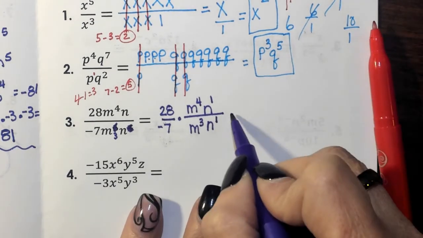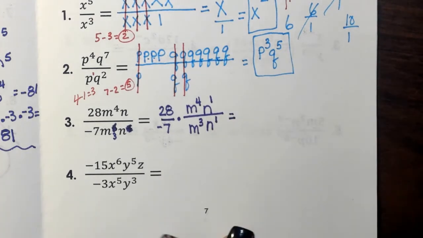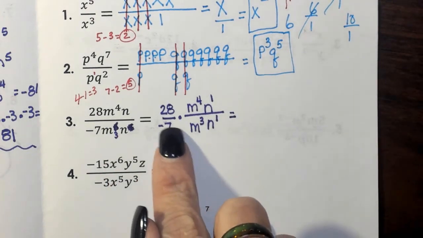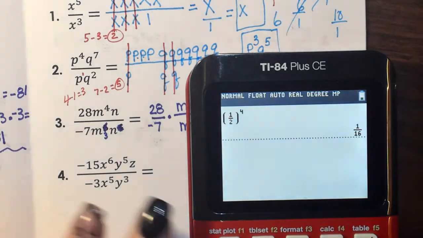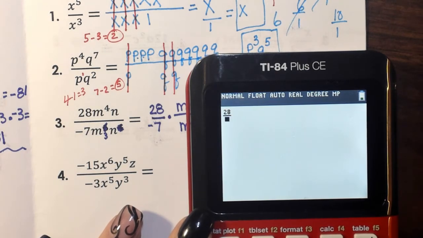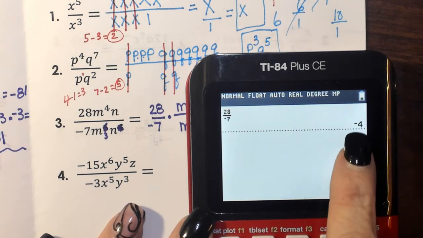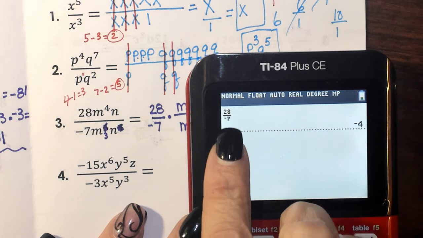Okay. So why would I break this apart? Like, I don't understand the difference there. I pull the numbers out to the front because I'm going to use my calculator. And I'm going to say alpha y equals, and I'm going to say 28 over negative 7. Okay? And that's negative 4, because negative 7 goes into 28 negative 4 times.